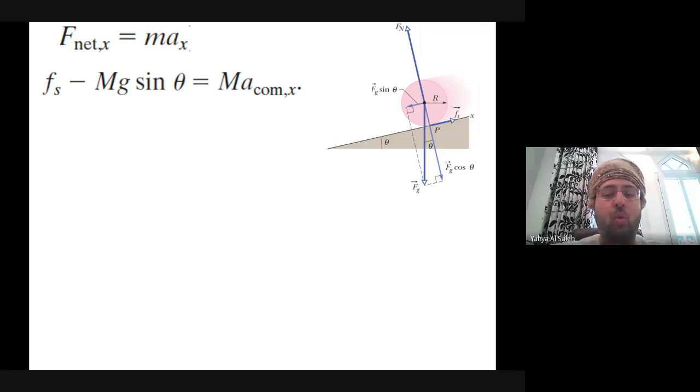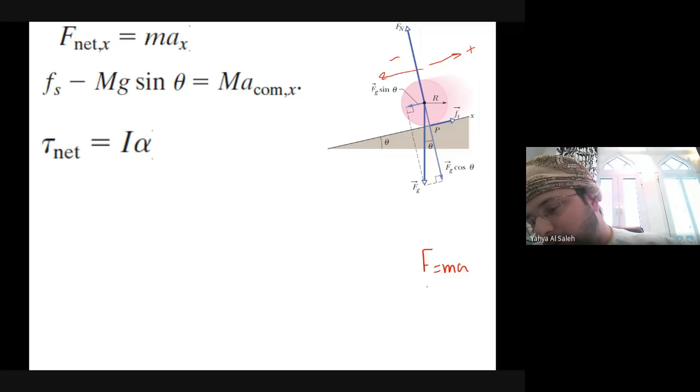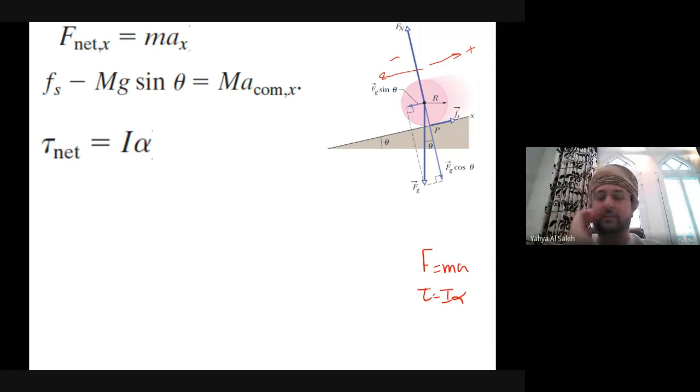Let's start writing a bit more. What is our F net due to? Well, I will take this direction to be positive and this direction to be negative. So I will put my friction as positive, Fs minus mg sine theta equals ma. Which a do I use? The center of mass in the x-axis. Now I also have torque here. My torque is going to be I alpha. Remember? F equals ma, torque equals I alpha.